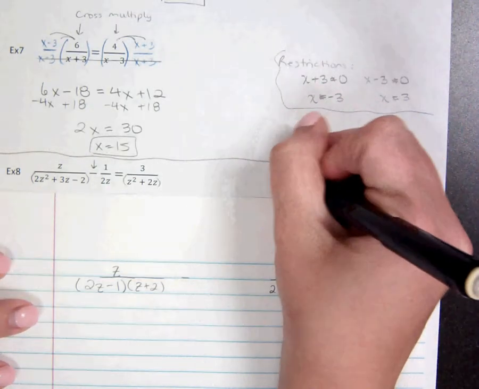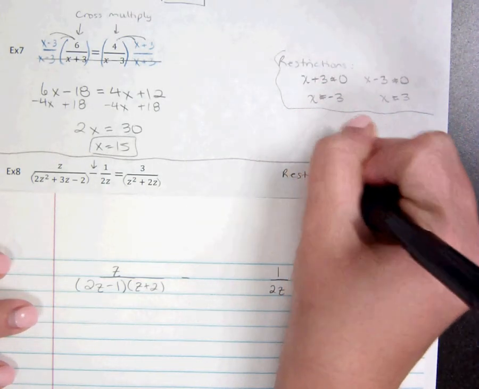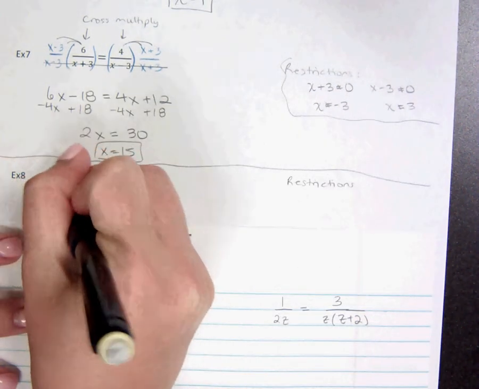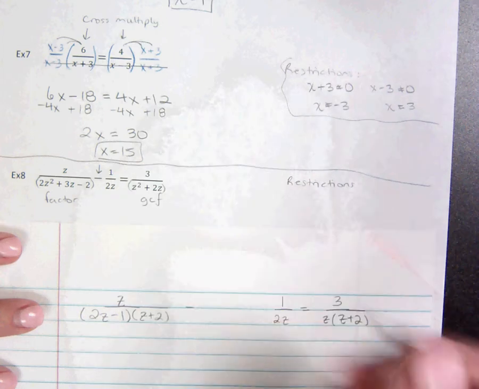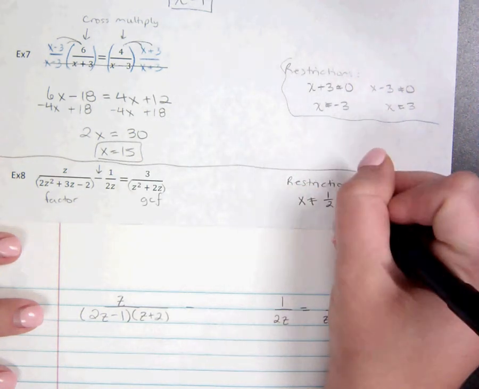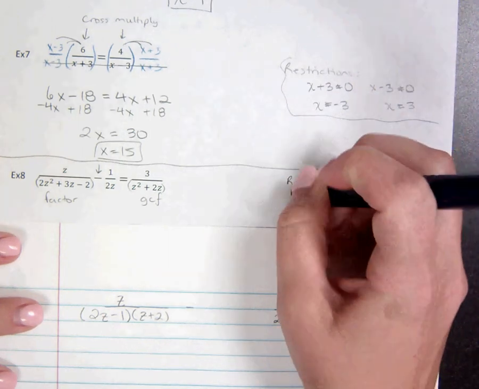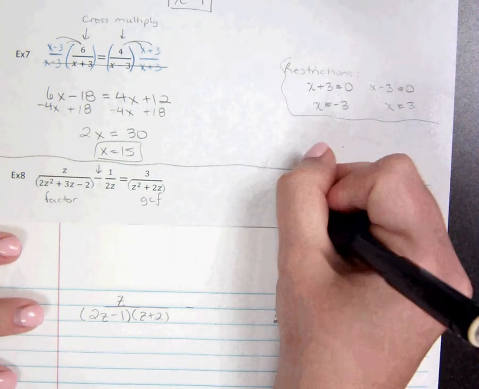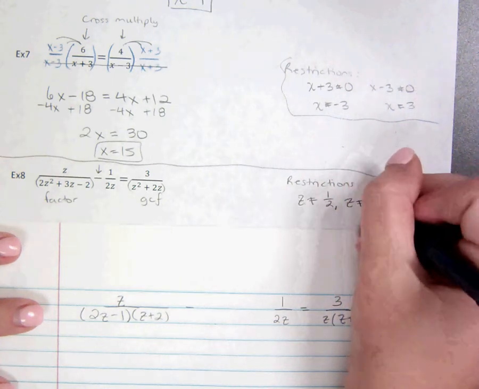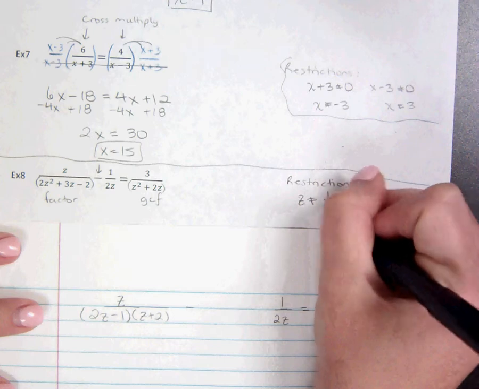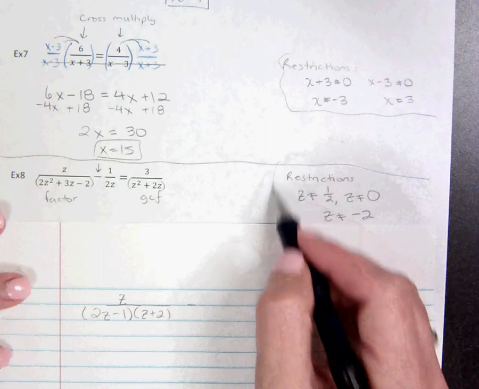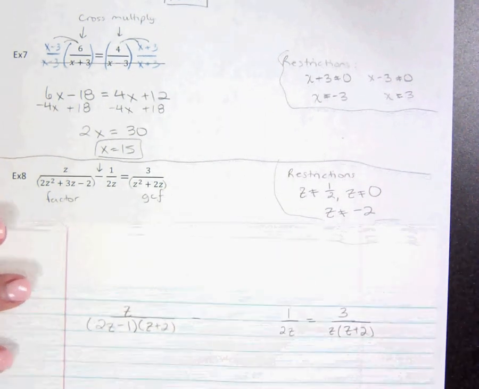Before we keep going, let's do our restrictions. So you have to factor and take out GCFs before you can do your restrictions. So your restrictions, x cannot equal 1/2. I'm sorry, not x, z. Z cannot equal 1/2. Z cannot equal 0. Z cannot equal negative 2. So 3 restrictions we have to look out for when we get our solutions.